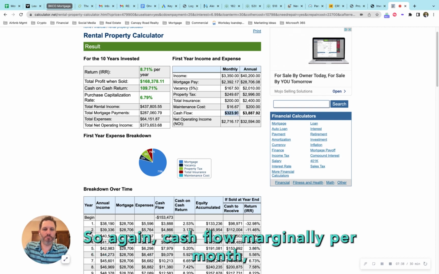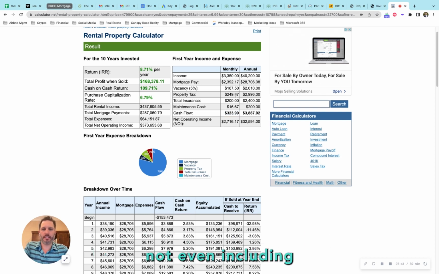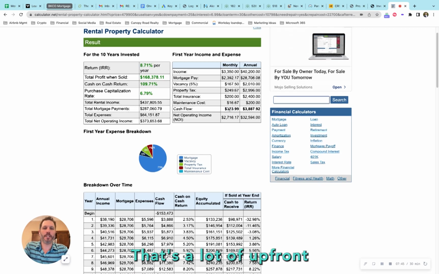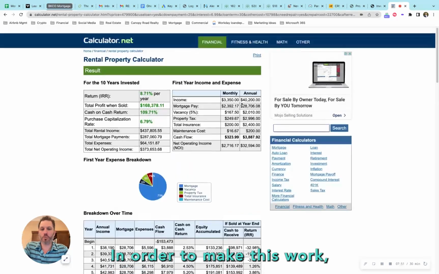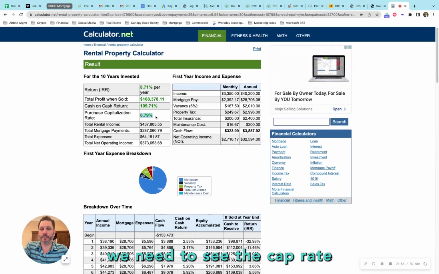So again, cash flow marginally per month, without even including maintenance costs here. $300 a month. It's a lot of upfront capital required in order to get a little bit of return. In order to make this work, we need to see the cap rate on the front end. Purchase cap rate. We want to see this around 8-9% just because of the risk reward factor involved here.